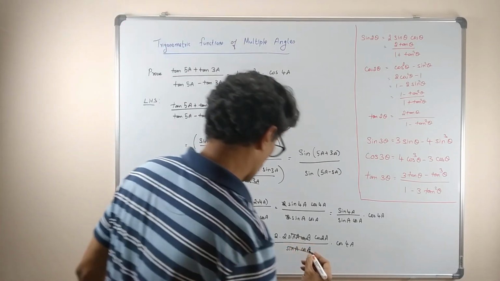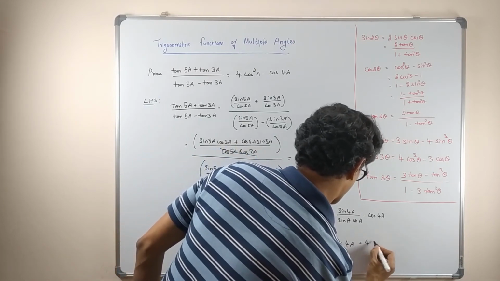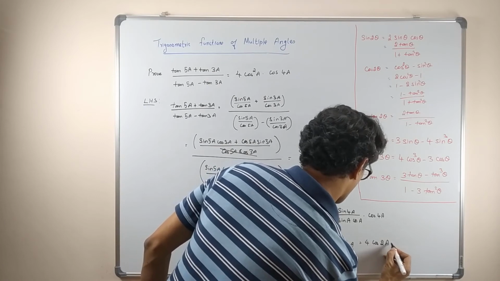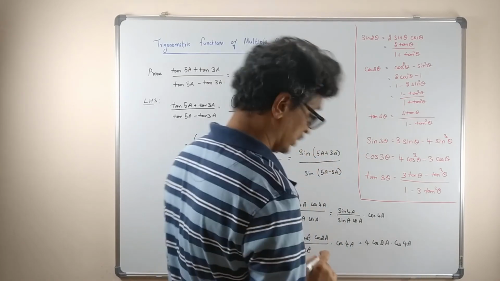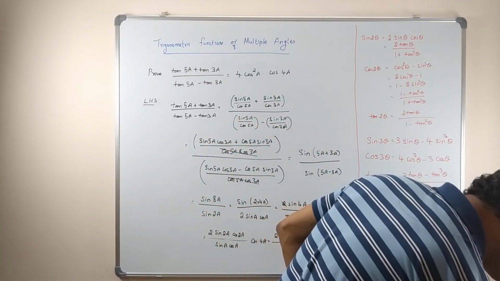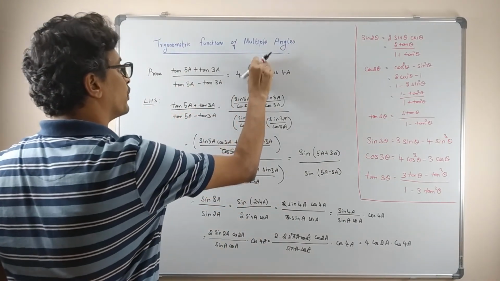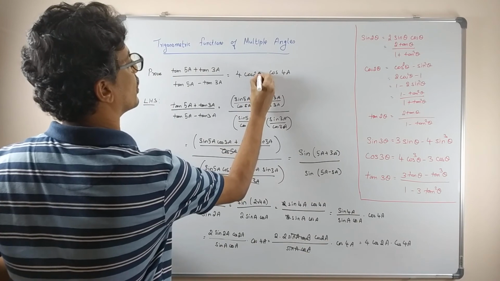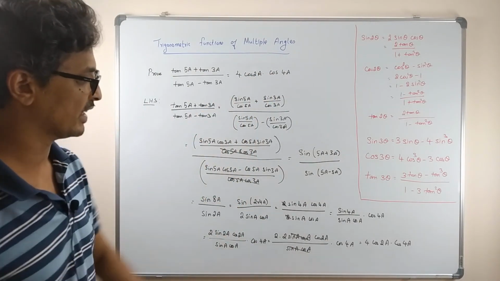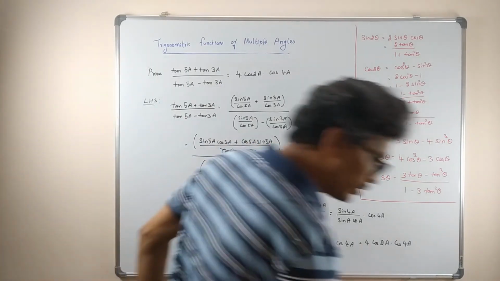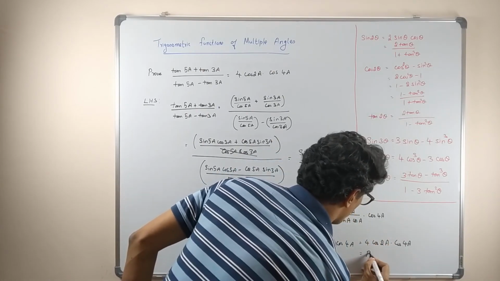So you are getting 4 cos 2a, am I right? 4 cos 2a into cos 4a. Is that wrong? Yeah, there is a mistake. Okay, so this is cos 2a. It's a typo in the book. Okay, this is a typo. So we got the answer. Your book is having a lot of typos. So that's equal to RHS.